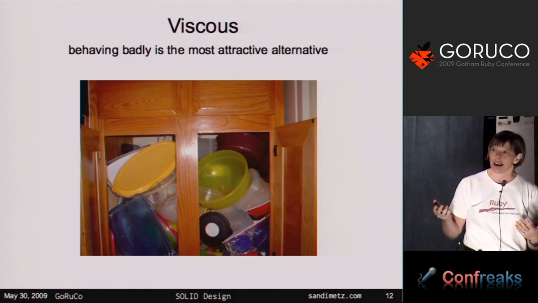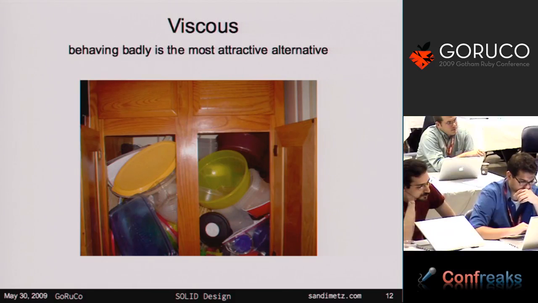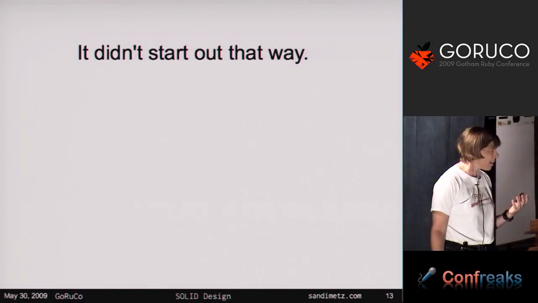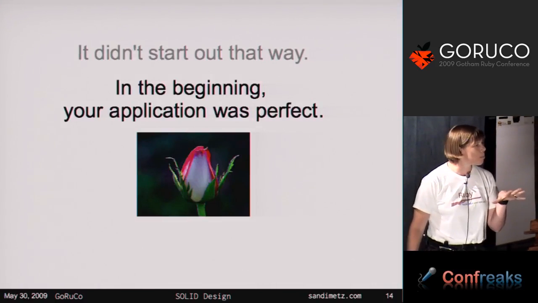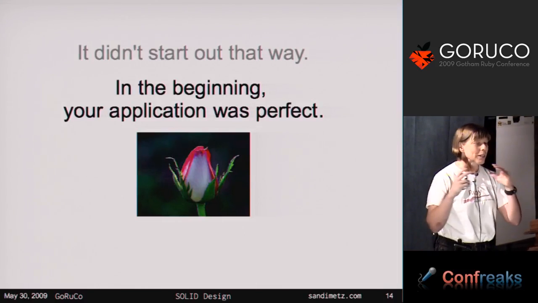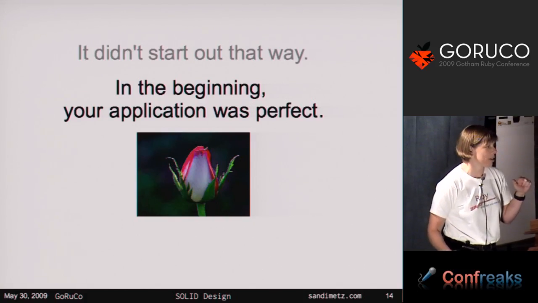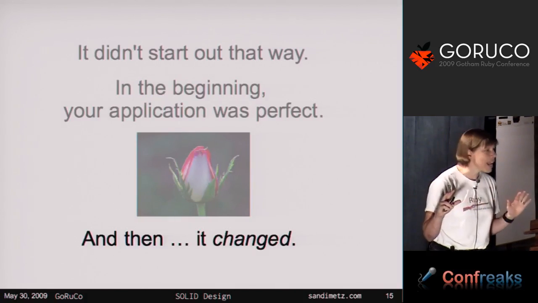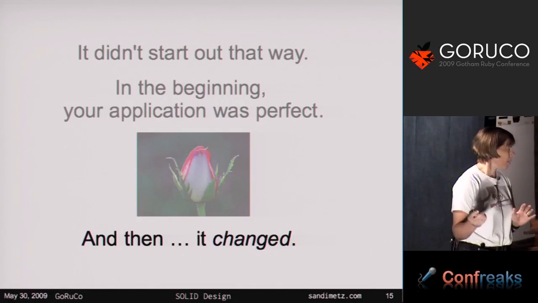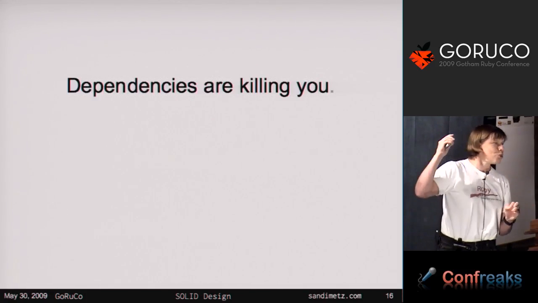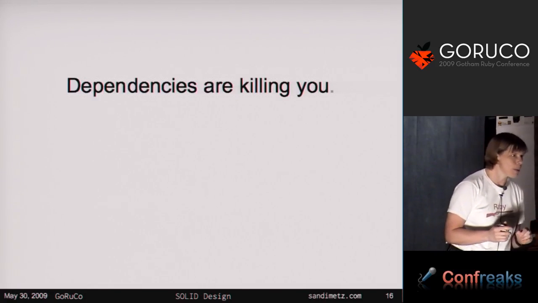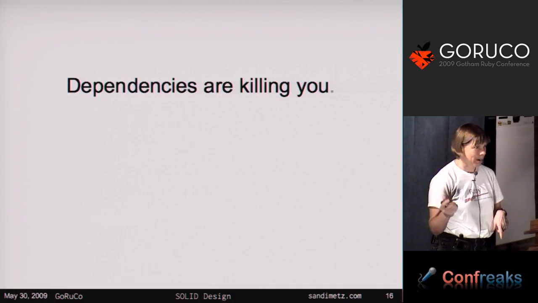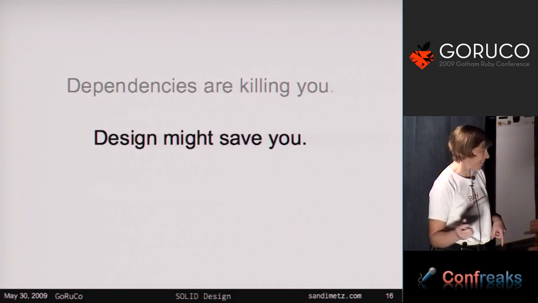So how is it that your app is rigid and fragile and immobile and viscous? It didn't start out that way. In the beginning, your application was perfect. It was like a beautiful flower. It was a joy to work on. And then it changed. And that's all that happened. It changed. When you make changes that introduce unexpected dependencies in your app, they will kill you. And I'm here today to talk about how design can save you.